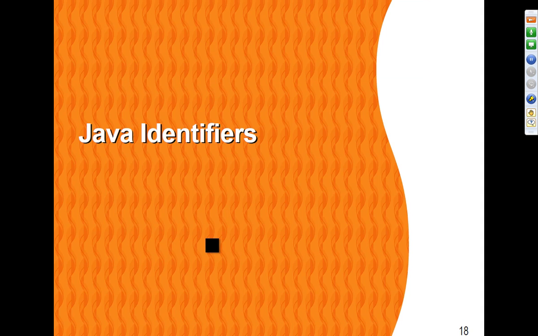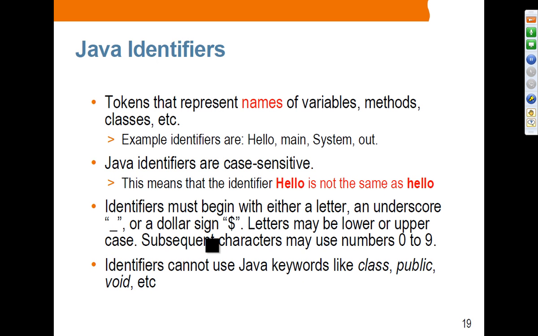All right, so let's move on to Java identifiers. Identifiers are names. The definition of Java identifiers is that they are tokens that represent names of variables, methods, and classes. We haven't really learned the concepts of classes, methods, and variables yet, right? We'll learn those things later on. But for now, those variables, methods, and classes should all have names.